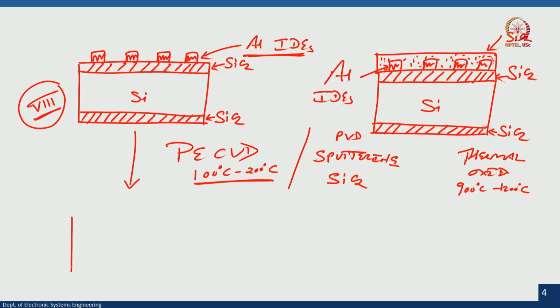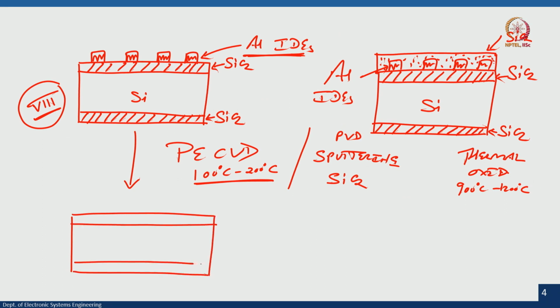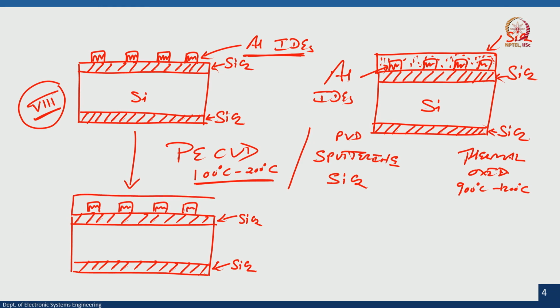So, if I go for PECVD and perform the chemical reactions in a chamber which is at 100 to 200 degree centigrade, then what will I have? I have my aluminum interdigitated electrodes covered with PECVD oxide.